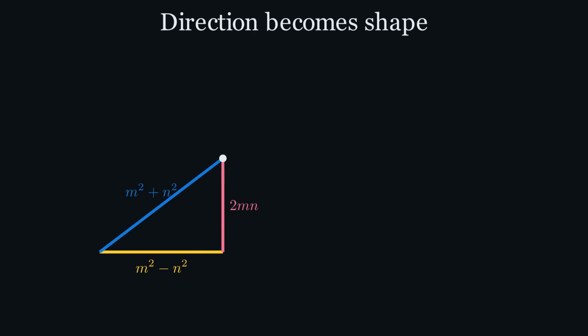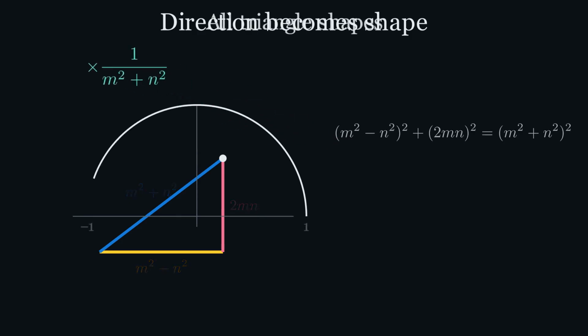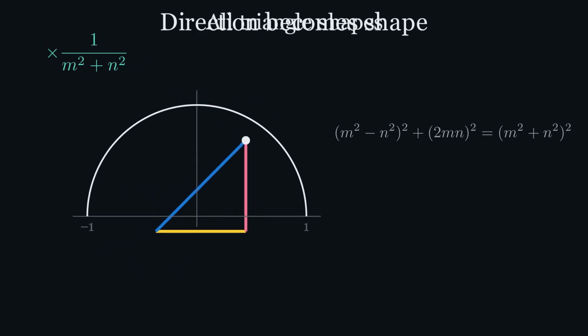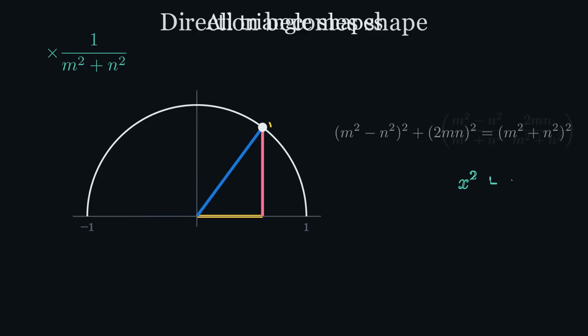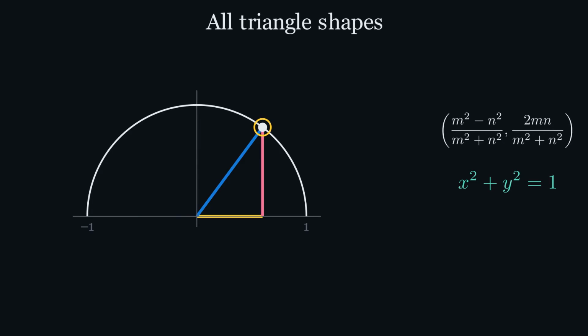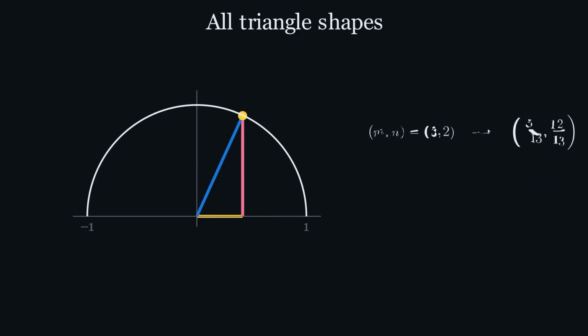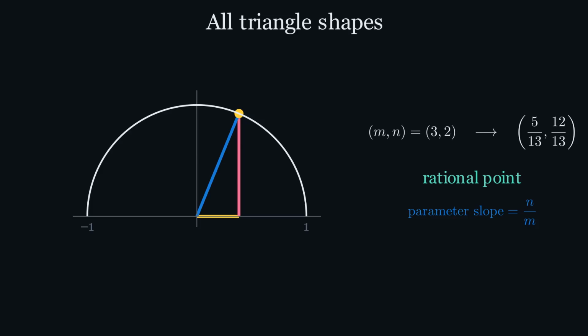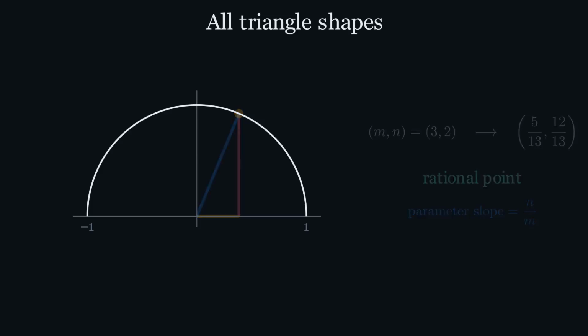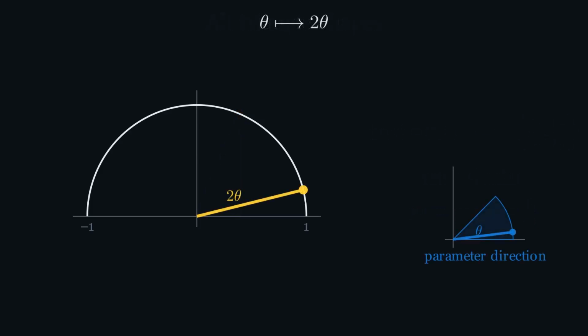If we divide the generated triple by its hypotenuse, the triangle shrinks onto a unit circle. The point becomes x equals (m squared minus n squared) over (m squared plus n squared), and y equals 2mn over (m squared plus n squared). Those coordinates satisfy x squared plus y squared equals 1, so every normalized Pythagorean triangle lands on the circle. For 2, 1, the point is 3/5, 4/5. For 3, 2, it's 5/13, 12/13.